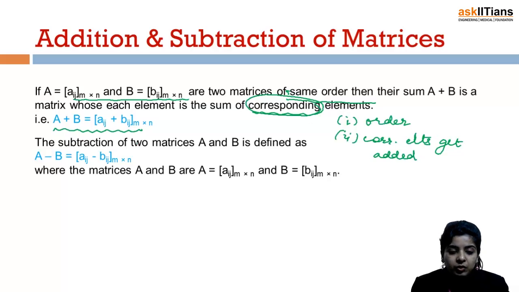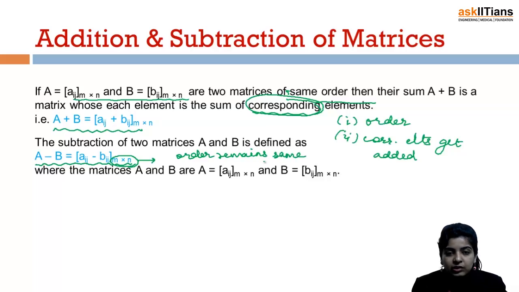Similarly, if we discuss the subtraction of two matrices, the subtraction of two matrices A and B is defined as A minus B equal to Aij minus Bij m cross n. See, this m cross n also shows that the order of the matrices remains the same. That is quite obvious, in fact. If A and B are of the same order, if they are of order m cross n, then the resultant matrix will also be of order m cross n.